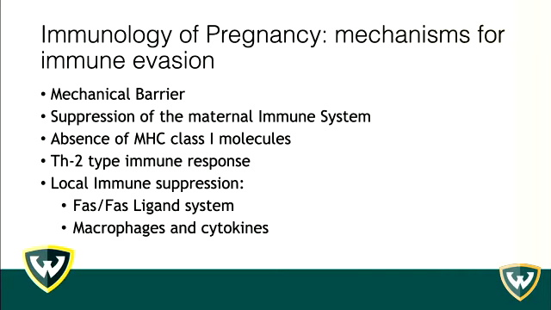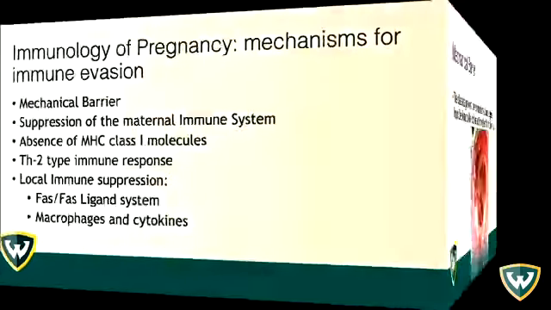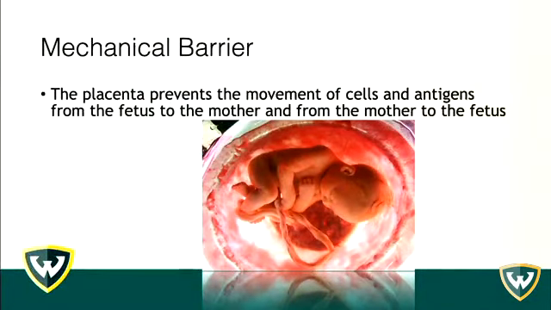Of course, there are several hypotheses trying to explain why there is no rejection. I will go through the main ones, and at the end I will present the new explanations from the new data that we have. One of the early explanations for why the fetus was not rejected is the existence of a mechanical barrier. The second is the suppression of the maternal immune system, and what I will also discuss is the Th2 type immune response, which is relevant for what is going on. So let's start with the mechanical barrier.